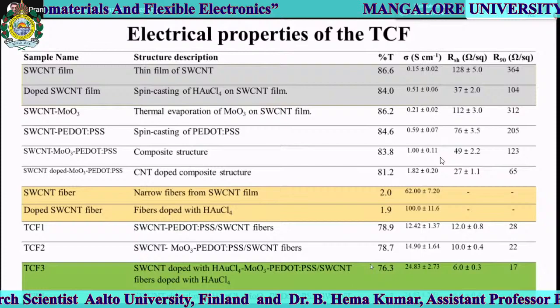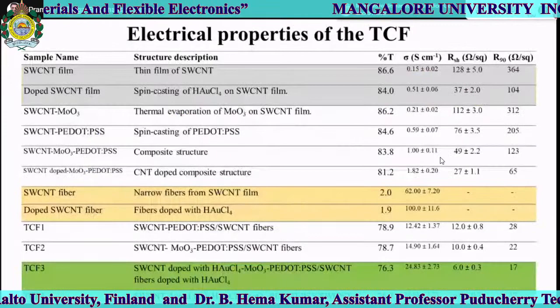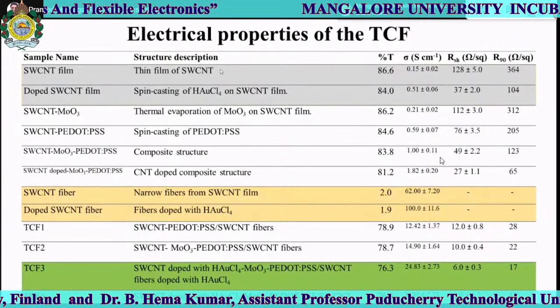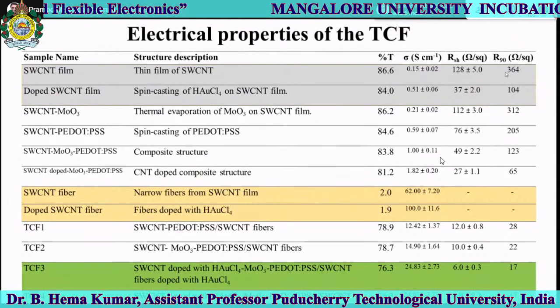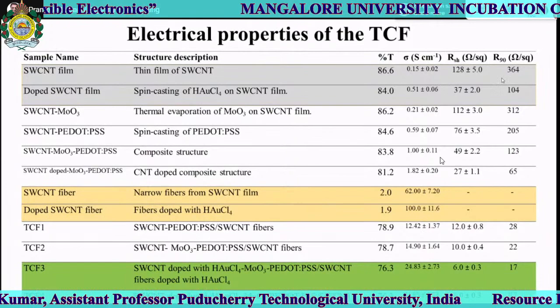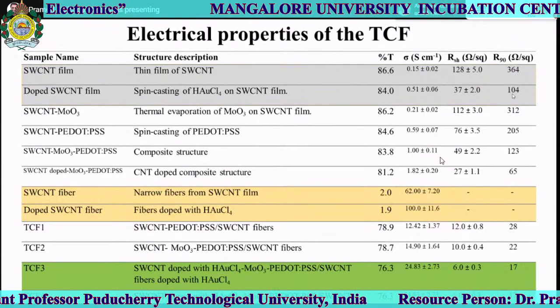is that what needs to be paid attention to is the shaded rows. So we have the pristine carbon nanotube film, which is 20 nanometers with an equivalent sheet resistance of 364 ohm per square. And then when we dope these carbon nanotubes with chloroauric acid, the sheet resistance decreases by almost 2 times, from 364 to 100 ohm per square.